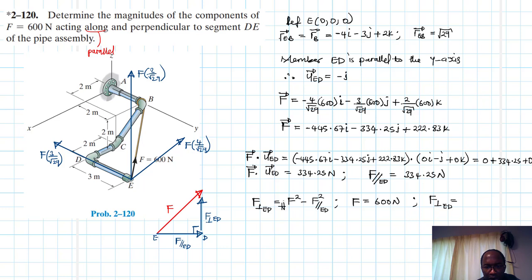in fact, there is a square root there, sorry. Therefore we are saying 600 squared minus 334.25 squared, then square root of that, then we get 498.27 newtons. So that is the perpendicular value. Alright, 600 squared minus 334.25 squared, and square root of that, 498.27.